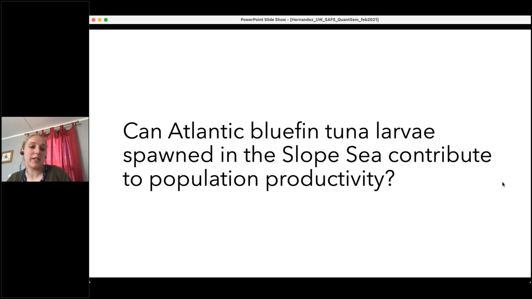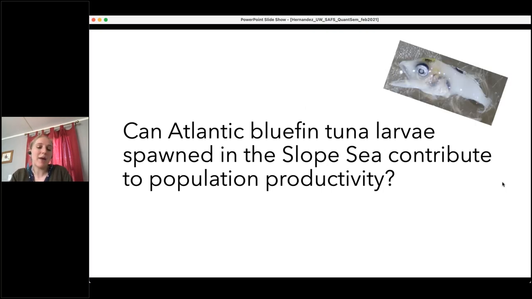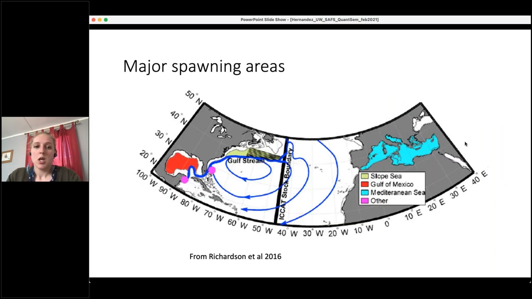Okay, so now I'm going to talk about Atlantic bluefin tuna larvae, which I love. I'm asking whether Atlantic bluefin tuna larvae spawned in the Slope Sea contribute to the population productivity. Over the past 100 years or so, we've generally assumed that Atlantic bluefin tuna biology works like this. Individuals are spawned in either the Mediterranean Sea or the Gulf of Mexico, and they exhibit such strong natal homing that they will only go back to their natal location to spawn. Therefore, you can draw an arbitrary line across the middle of the Atlantic. Anything you catch on the eastern side is an eastern fish that was born in the Med, and anything you catch on the western side is a western fish that was spawned in the Gulf of Mexico.